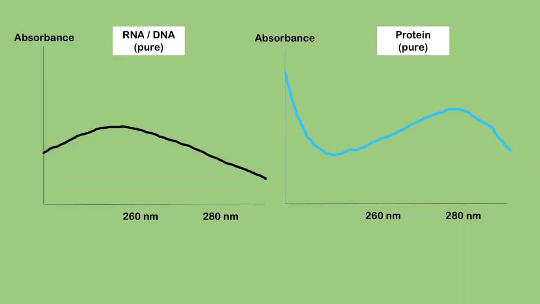So let me show you two graphs. The left is pure RNA, measuring the absorbance of the same sample at different wavelengths. On the right hand side is a pure protein sample measured over the same wavelengths. You'll see that both solutions absorb light at every wavelength, but they differ in where their respective peaks are. RNA clearly peaks at 260 nanometers, whereas protein has a peak at about 280 nanometers.